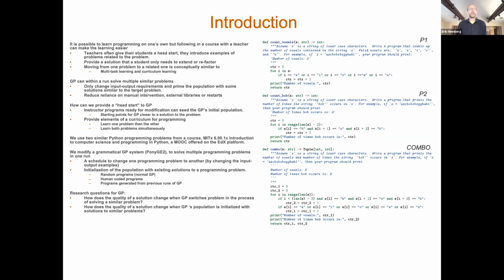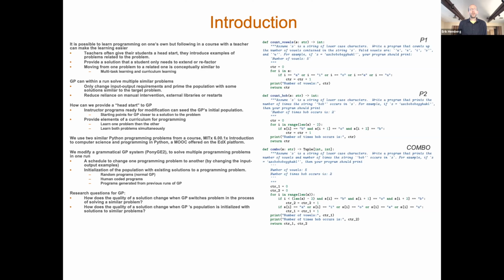So what we're interested in here is how we can give this head start to GP. Because we have instructor programs that are ready for modification that can seed the GP's initial population. So these would give starting points for GP closer to a solution to the problem we're trying to solve. And we could also try to provide elements of some kind of curriculum for programming. So you could learn one problem and then the other, or maybe try to learn both problems simultaneously.